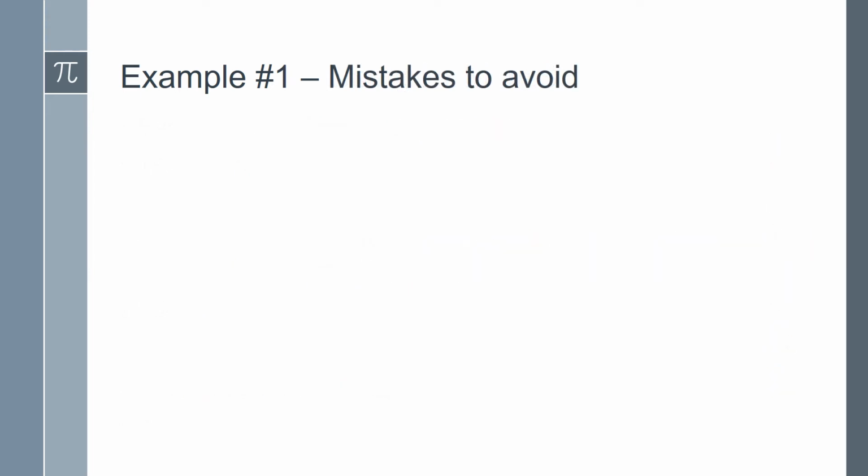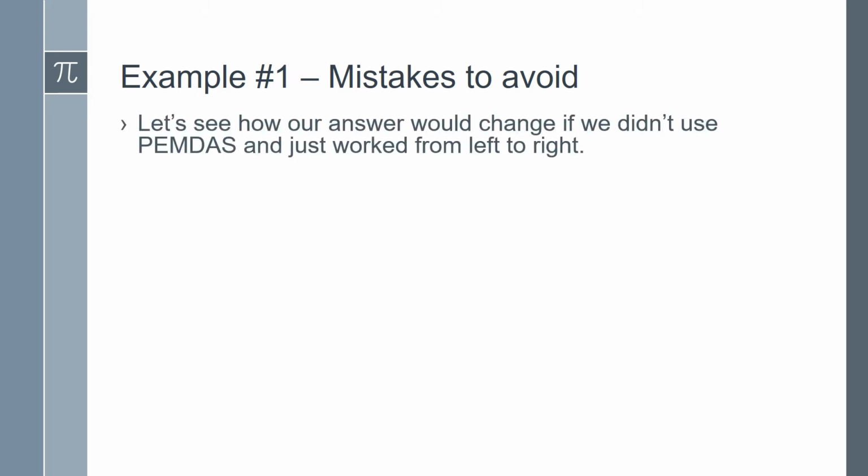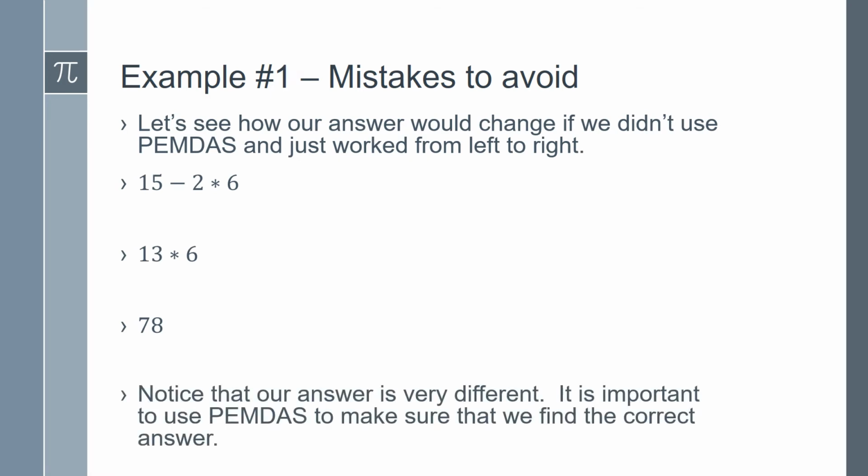When we are first learning about the order of operations, it's important to go back and talk about some mistakes to avoid. So let's see how our answer would change if we didn't use PEMDAS and just worked from left to right. 15 minus 2 times 6. If we moved from left to right, we would first do 15 minus 2, which is 13. Then we would multiply this by 6 and find an answer of 78. Notice that our answer is very different. It is important to use PEMDAS to make sure that we find the correct answer.